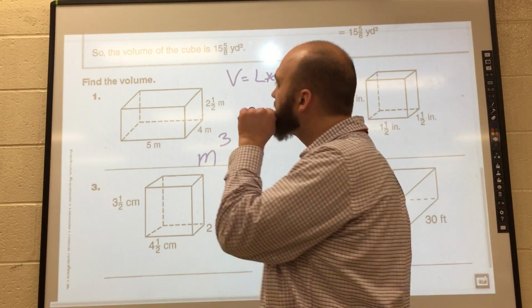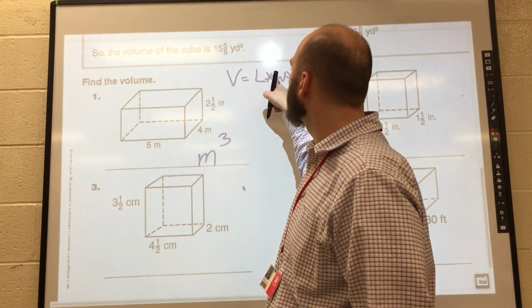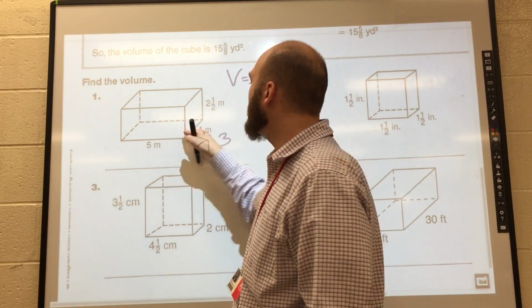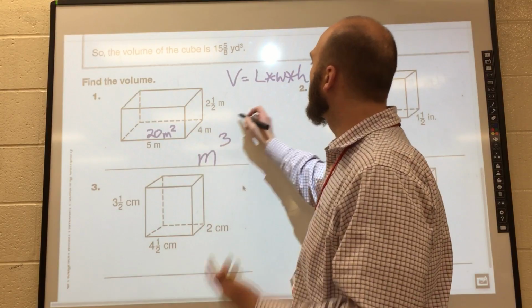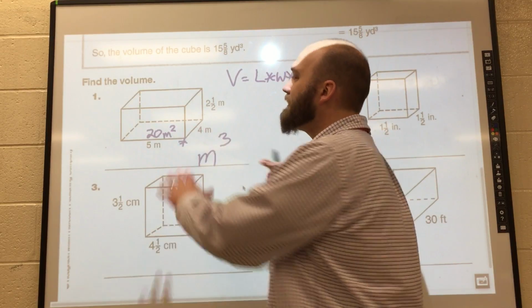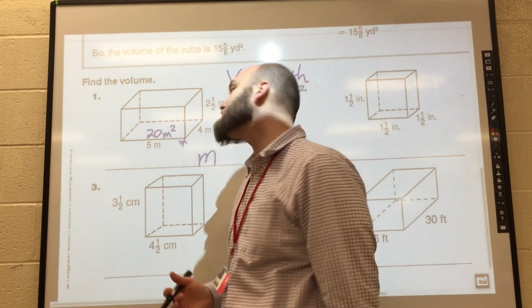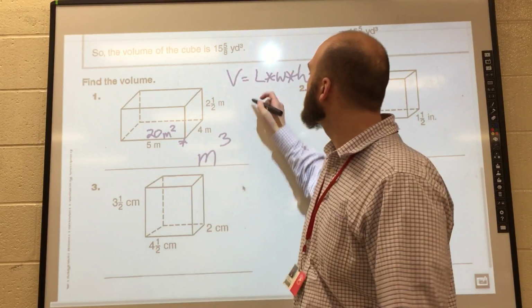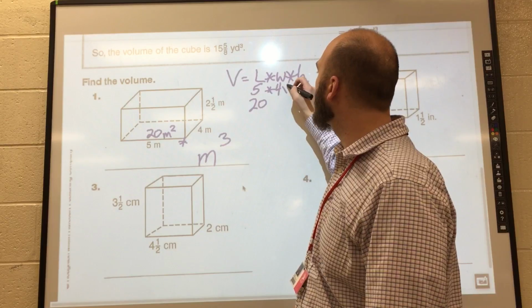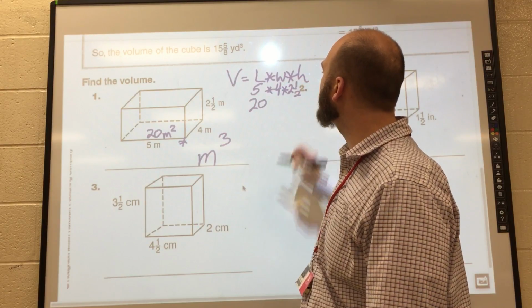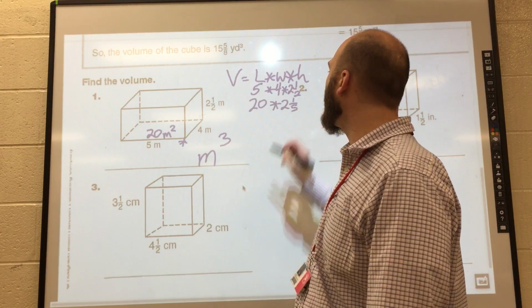I'm going to do the first one for you here. So finding the volume, base times, or length times width, excuse me, which is going to be 5 times 4. So this is going to be 20 meters squared. Now I have the whole area of the bottom, and then I'm going to take that area and stretch it up into a third dimension, 2.5 meters. So I have 5 times 4 times 2.5. In other words, 5 times 4 would be 20 times 2.5.